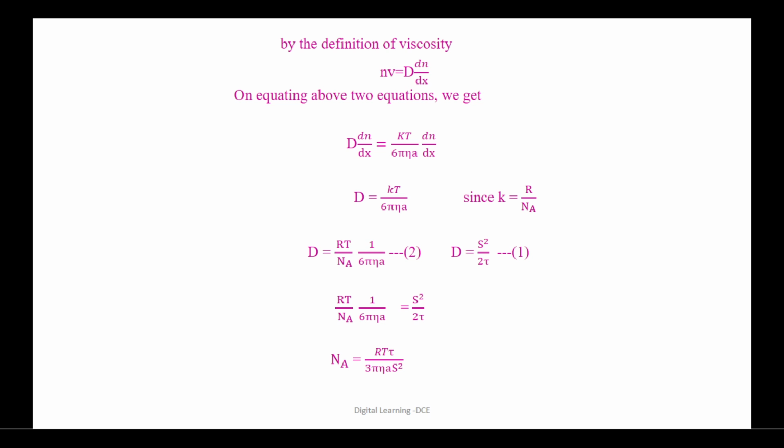So this is about Brownian motion and Einstein's explanation for Brownian motion and the determination of Avogadro's number.